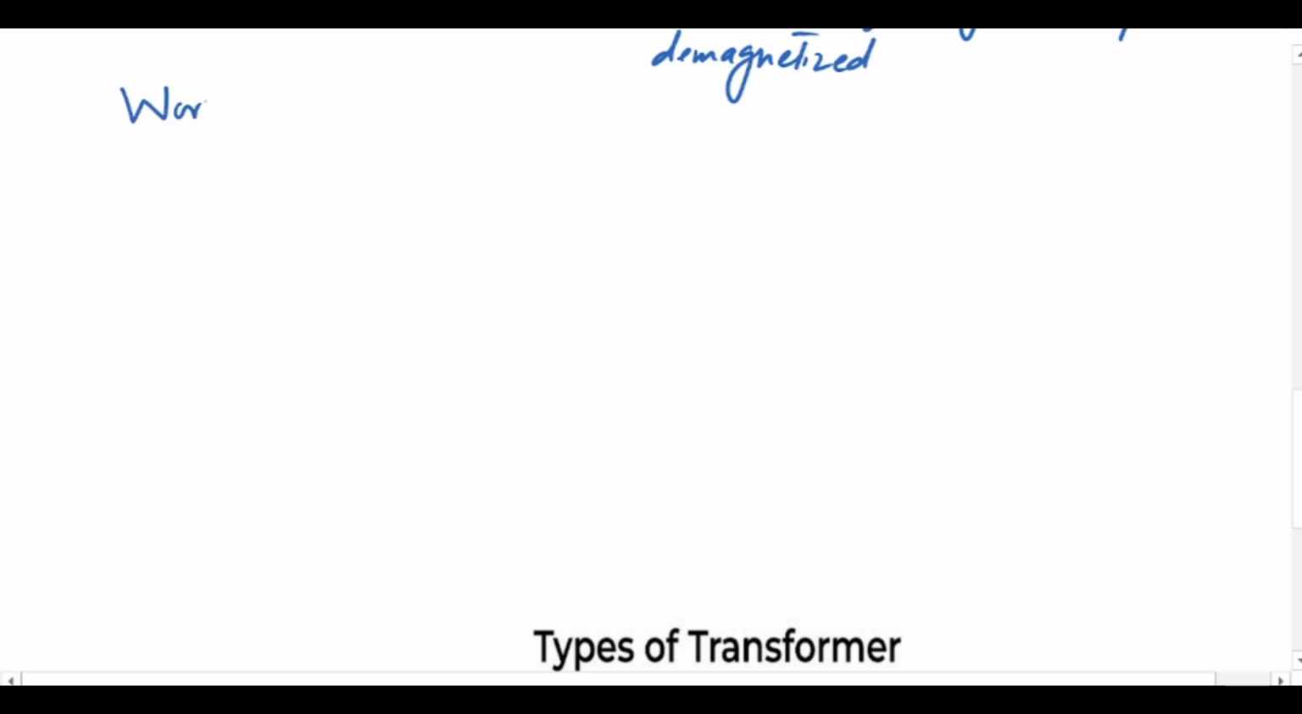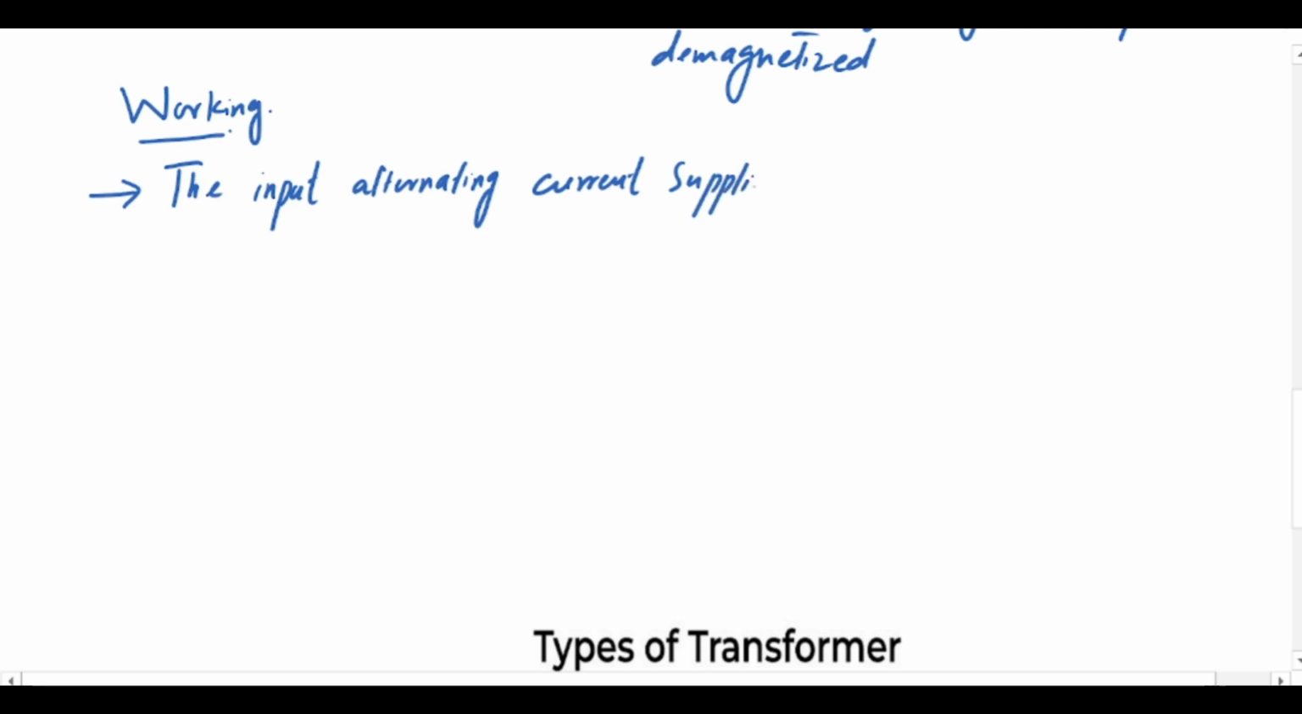तो हम हेडिंग दे देते हैं वर्किंग, इसको हम पॉइंट्स में लिखते हैं. सो फर्स्ट पॉइंट इज कि वी फर्स्ट सप्लाई द इनपुट करंट टू द प्राइमरी कॉइल. तो हम ऐसे लिखते हैं, the input alternating current supplied to the primary coil.